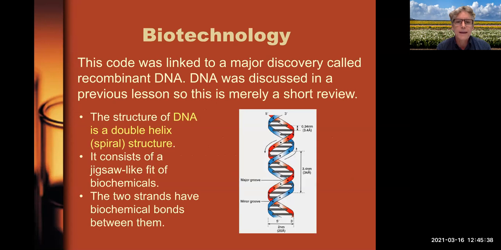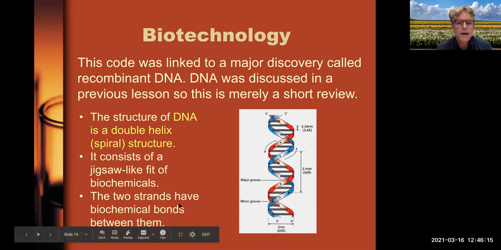The structure of DNA is a double helix, a spiral structure. If you think of a straight ladder, like an extension ladder that just has two sides and rungs across the middle, if you twisted that, that is what DNA looks like. You see here, the red and the blue are the sides of the ladder, and the molecules in between are the rungs. This is not one molecule in between, it is two bound together, okay? It consists of a jigsaw-like fit of biochemicals. Two strands have biochemical bonds between them, okay?